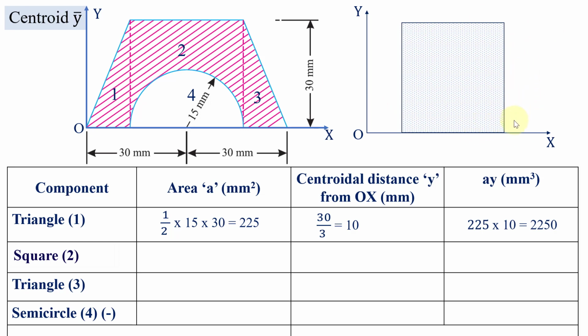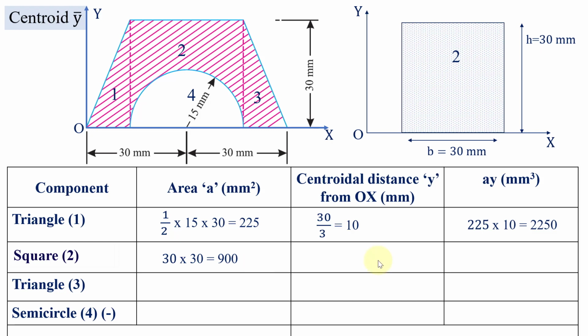The size of the square is, let's see, this height is 30 mm. And this length is exactly 30 mm because it encloses the semicircle. The radius of the semicircle is 15 mm, so on this side 15 mm, on this side 15 mm. Totally here also it measures 30 mm. So how to find the area of this square? It is size multiplied by size. So it is 30 multiplied by 30, which is 900 millimeter square.